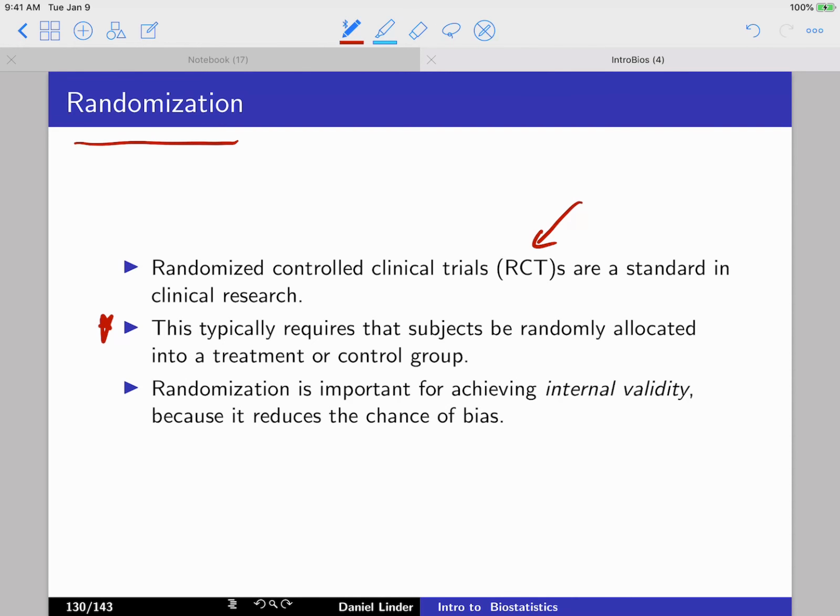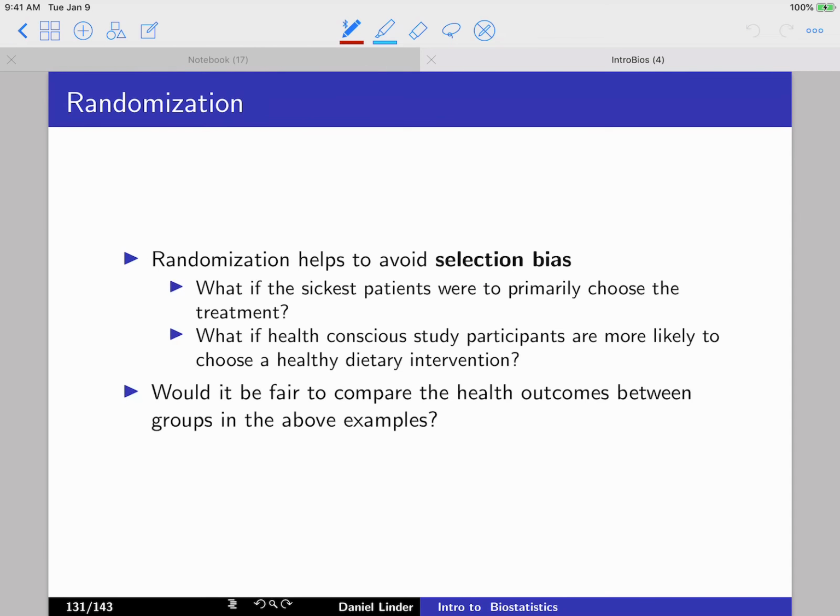Okay, so randomization is important for achieving internal validity because it reduces the chance of bias. It actually reduces the chance of confounding as well. Okay, so one of these is this so-called selection bias, and these two bullet points kind of illustrate how randomization can help avoid this. So what is this selection bias? So what if sickest patients were to primarily choose the treatment? Or what if health conscious study participants are more likely to choose a healthy dietary intervention?